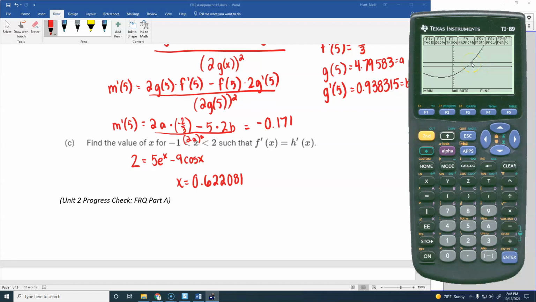So if for some reason the solve is not working, I changed my window so that this is just going from negative 1 to 2, so 1 is right here. So do math. If you want to find the intersection, you're going to do F5, which is math right here, and number 5 right there is intersection. And so it'll tell you first curve, second curve. Lower bound really means left side, so you're on the left side. And then upper bound really means the right side. And it'll give you that same value.